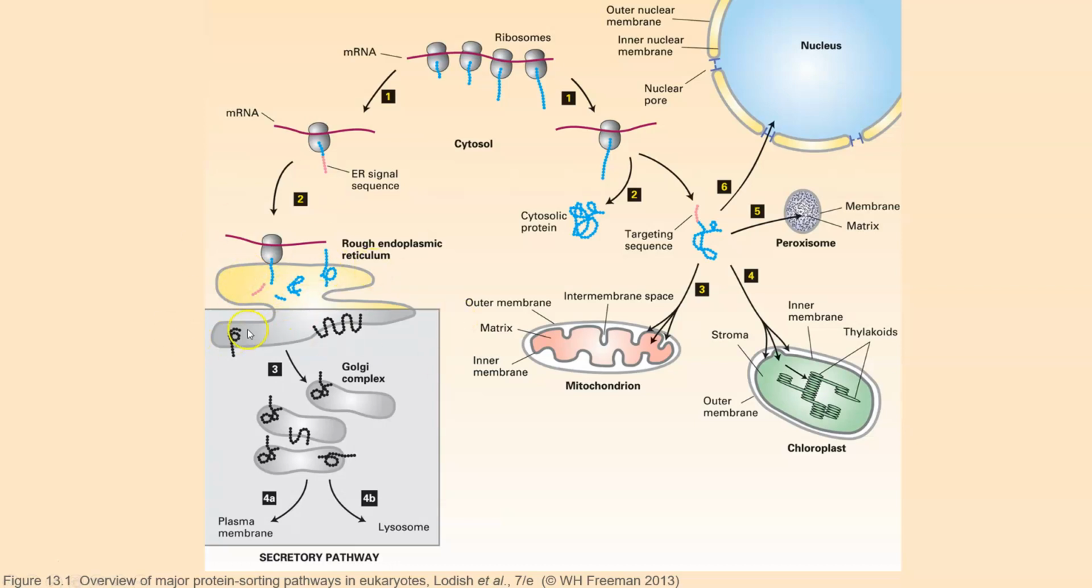And this protein can then continue on the secretory pathway. So maybe it stays in the ER, maybe it stays in the Golgi, maybe it goes to the plasma membrane, maybe it goes to the lysosome, or maybe it's completely secreted from the cell. So having a good general idea of how DNA makes RNA makes protein is a good strategy for doing well in this exam.